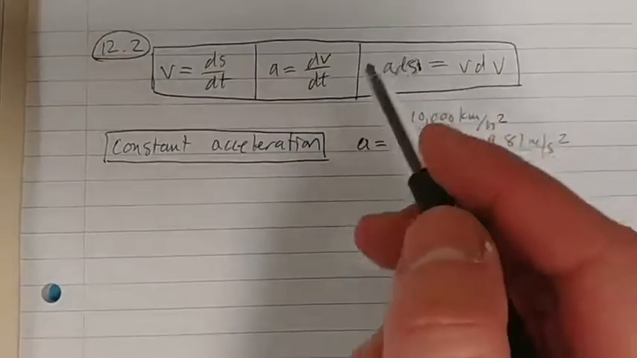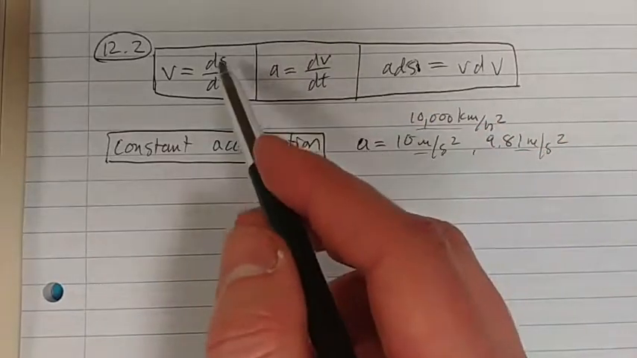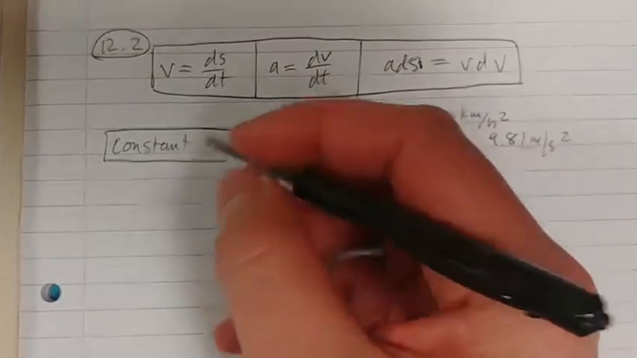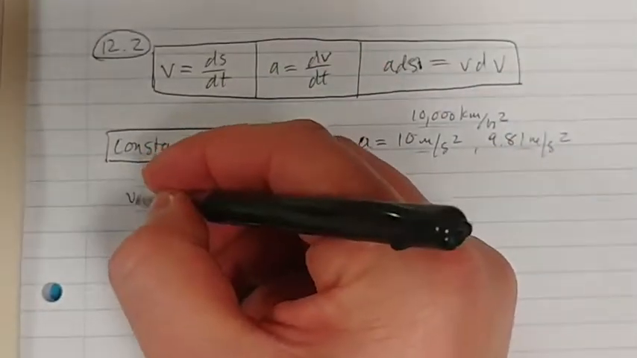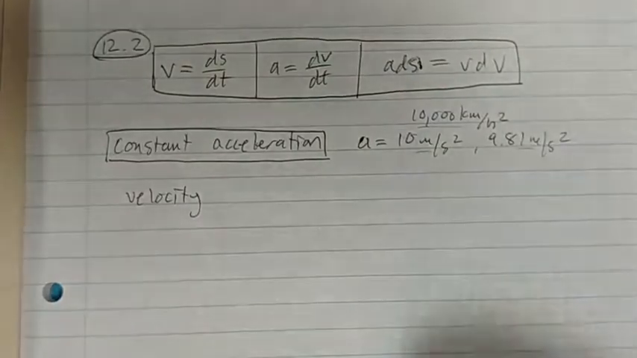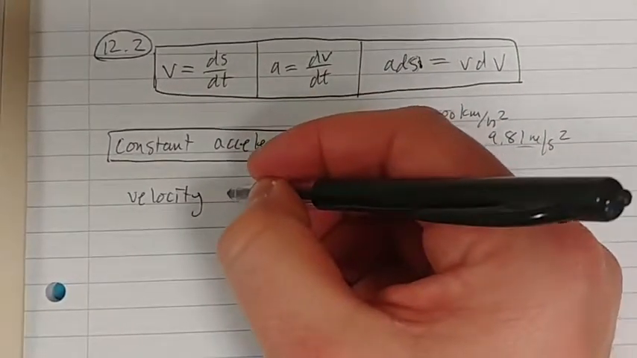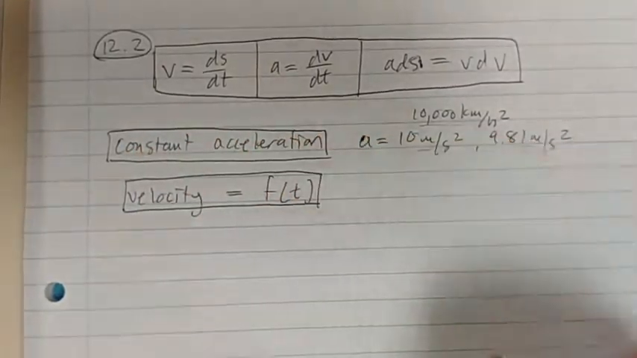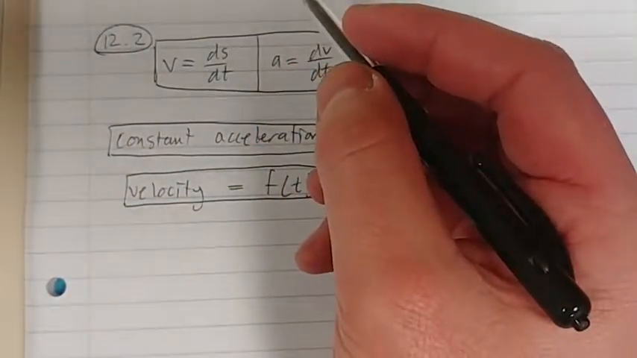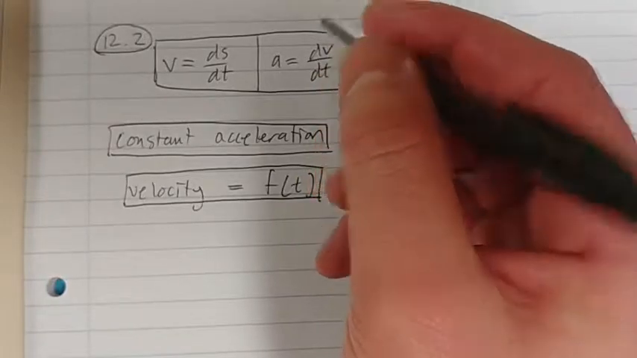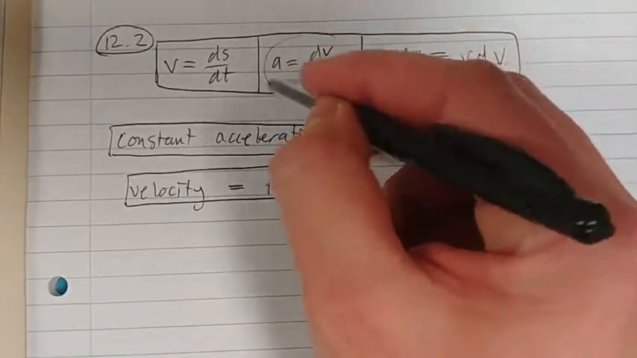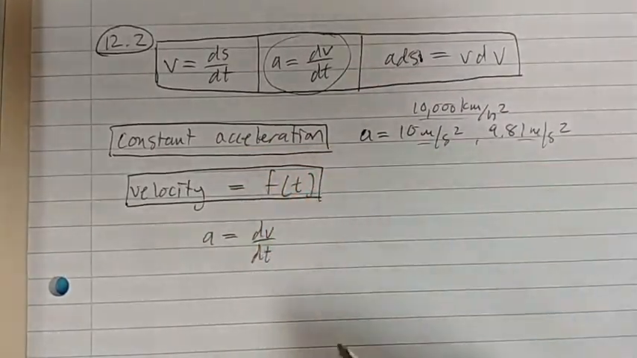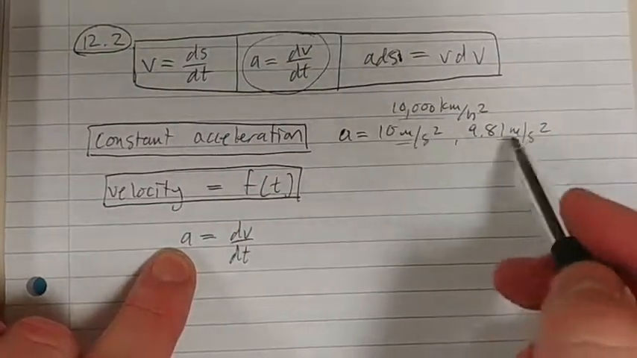Then we can obtain the following equations. We can find an equation that relates velocity to time. Velocity is a function of time, and this you would have seen from high school. We take this equation: a = dv/dt. But we know that a is a constant.